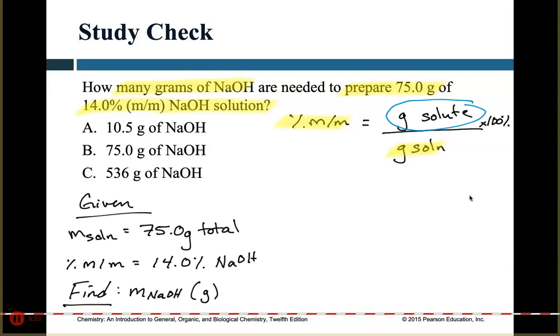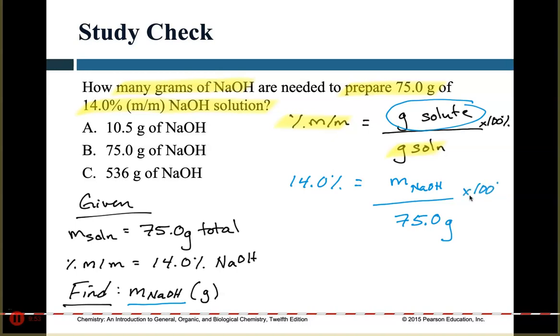So let's plug in our numbers. I know my percent solution is 14.0%. That's going to be equal to, and I'm just going to convert this into my variable symbol so I know what I'm solving for, my mass NaOH in grams, and then my mass of the solution, I've already been told, is 75 grams total. And then I still can't forget, I'm going to try to erase this to save space.